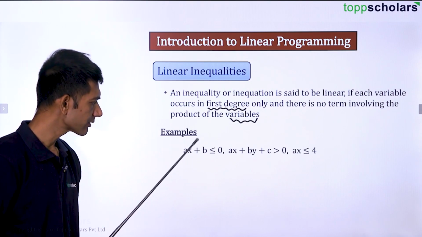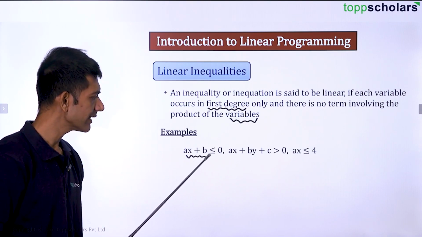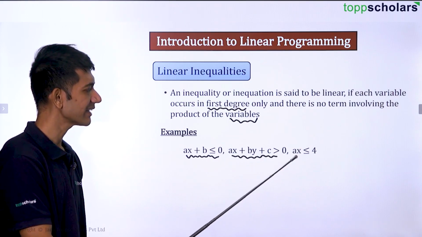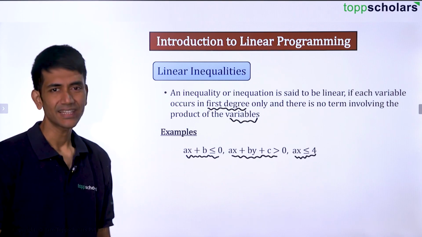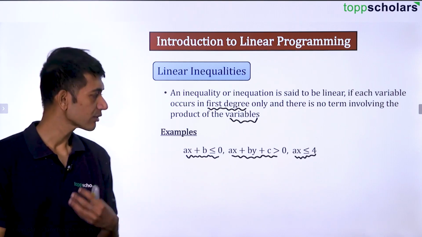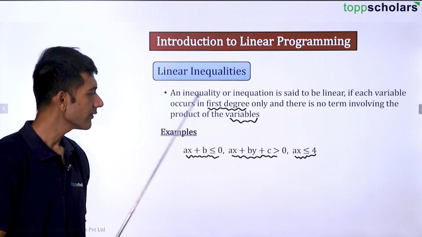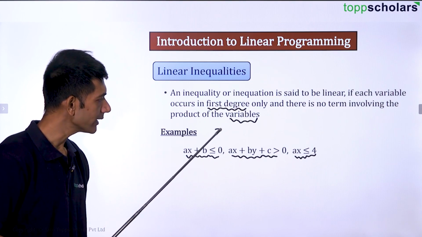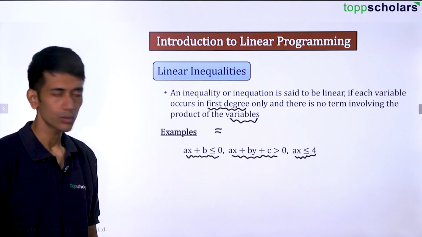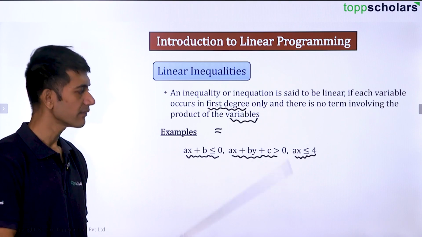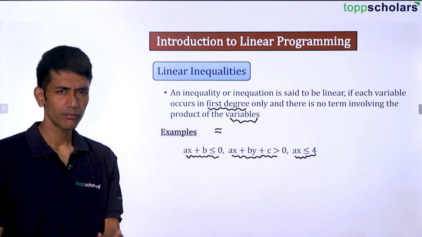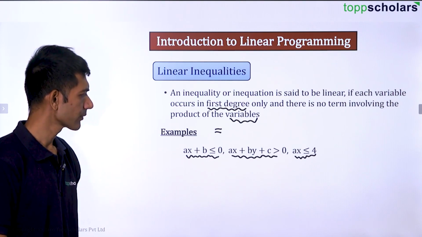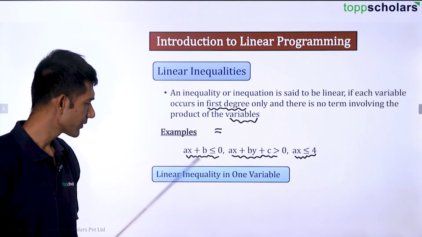The first example is ax plus b less than or equal to 0. Then we have ax plus by plus c greater than 0. Then we have ax less than or equal to 4. All these are examples of linear inequalities. Basically, if you see, we don't have equal to. We have less than or equal to, we have greater than, or again less than or equal to here. We can also have greater than or equal to, by the way.